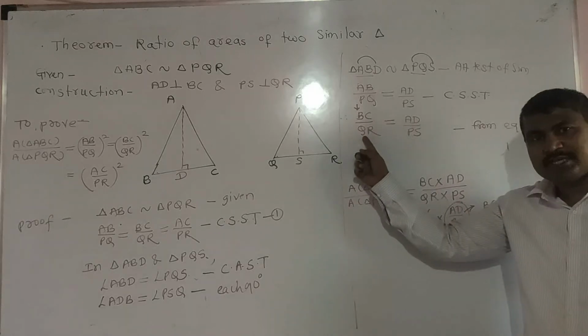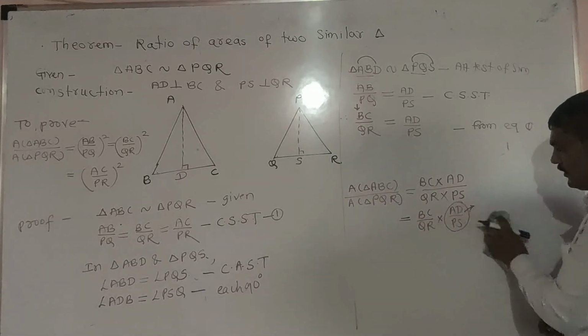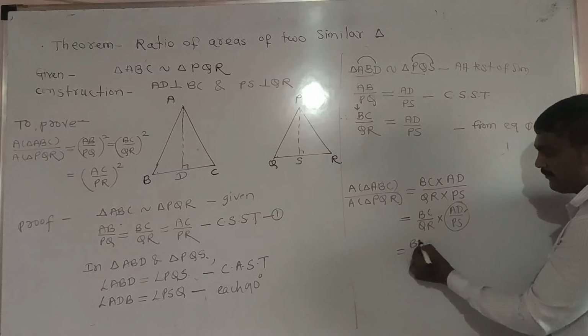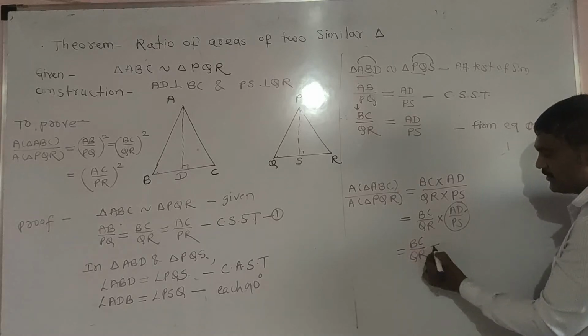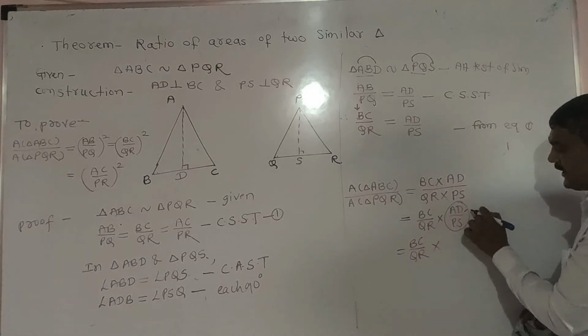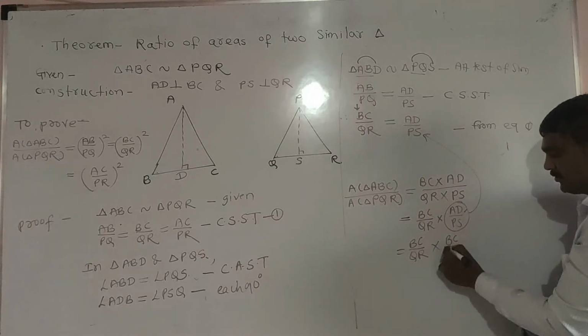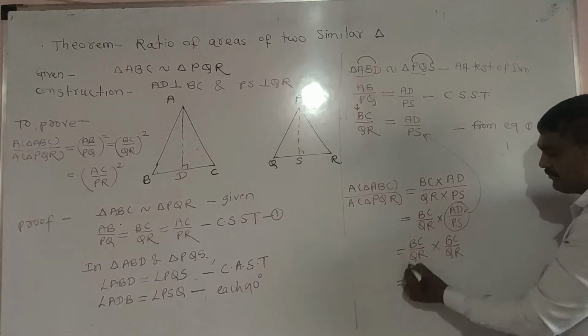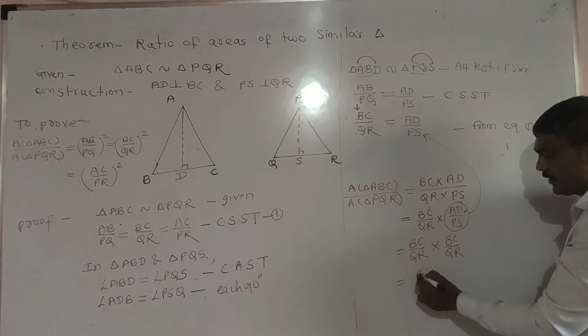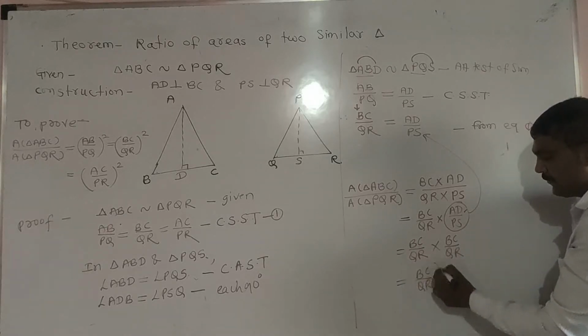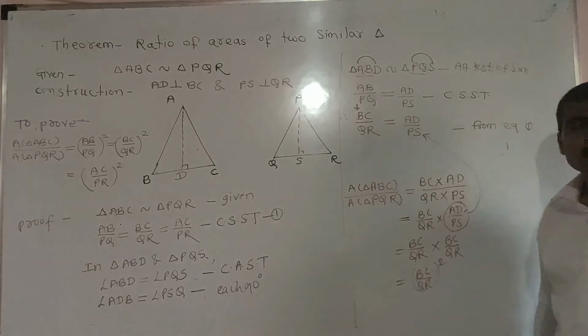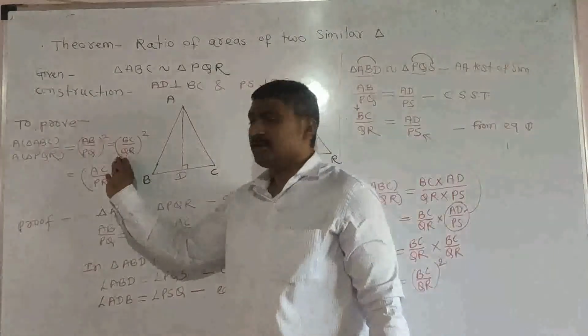We have shown now it is BC upon QR. Now in the next step I am writing BC upon QR multiplied by AD upon PS. AD upon PS is BC upon QR. Understood? So finish. BC upon QR, BC upon QR, it comes 2 times. So BC upon QR whole bracket square. So we got the equation.